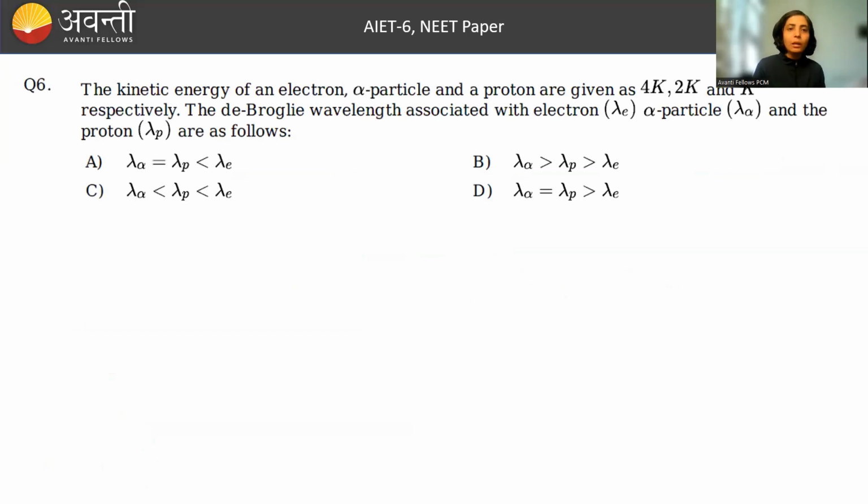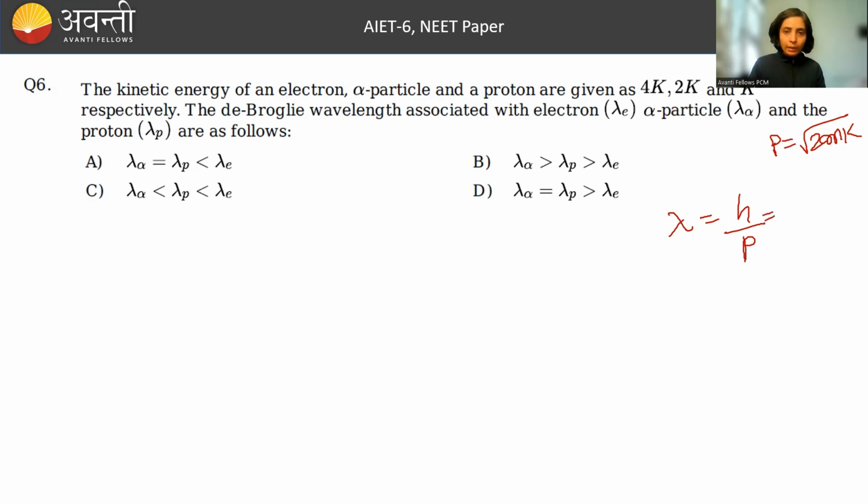Kinetic energies of an electron, an alpha particle and a proton are given. The de Broglie wavelength relation will look like what? That is the question, right? So what is de Broglie wavelength? It is lambda equal to h by p. h is Planck's constant, p is the momentum of that particle. Here momentum is not given, kinetic energy is given. And from kinetic energy, we can easily calculate momentum.